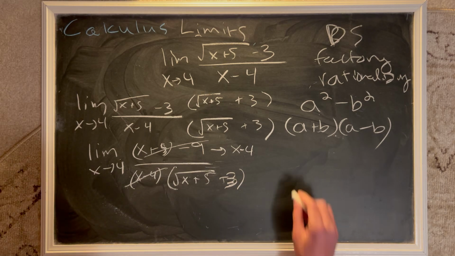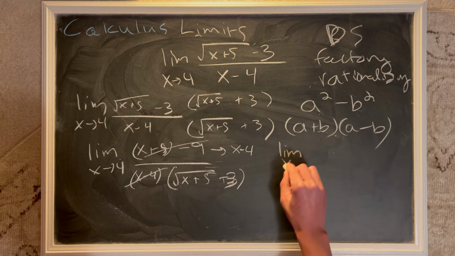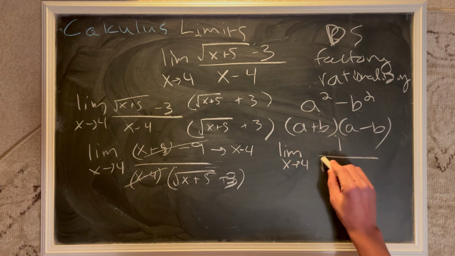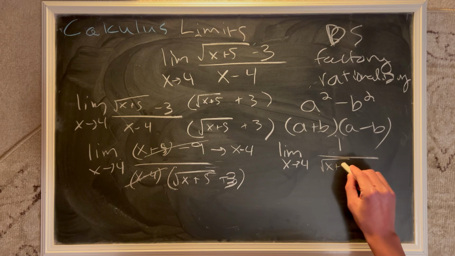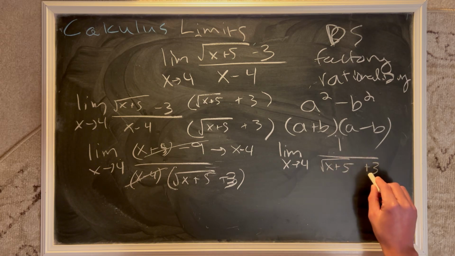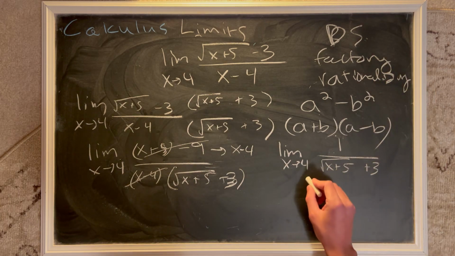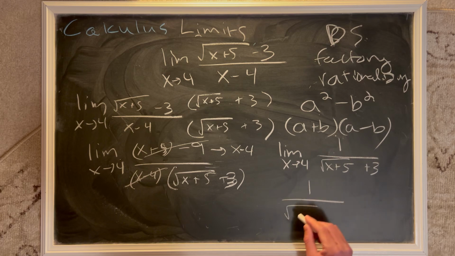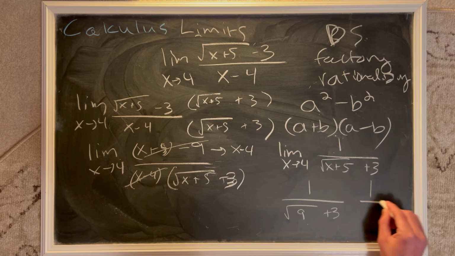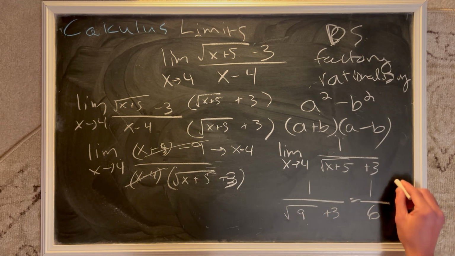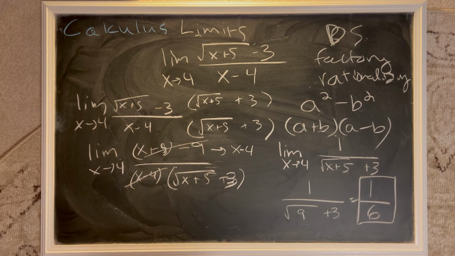So let's rewrite this. So we have the limit as x approaches 4 of, now it's just 1 over the square root of x plus 5 plus 3. And now we can finally revert back to direct substitution. When we substitute 4 in, we get 1 over the square root of 4 plus 5, the square root of 9, plus 3, which is 1 over 3 plus 3, 6. So 1 over 6 is the limit.